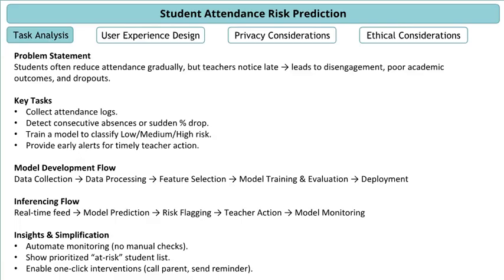The development flow begins with collecting and processing attendance data, selecting key features, and training the model before deployment. In real time, the model takes attendance feeds, predicts risk, flags at-risk students, and enables teachers to act while we continue monitoring. This simplifies the process by automating monitoring, showing a prioritized list of at-risk students, and providing one-click interventions like reminders or parent calls.